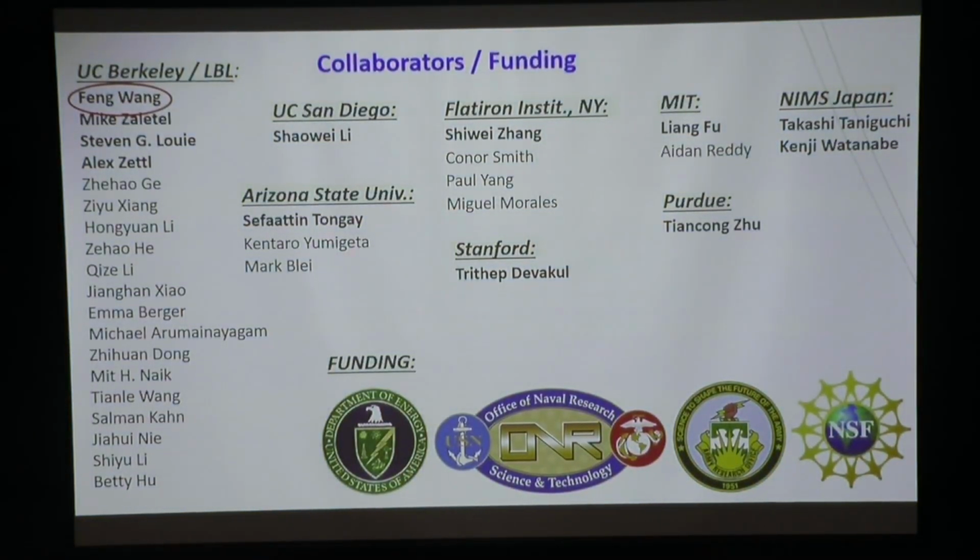So a lot of people contributed significantly to this work from a lot of different institutions. It's too many names to read, so I won't read them, but I did circle one in red, and that's Feng Wang.